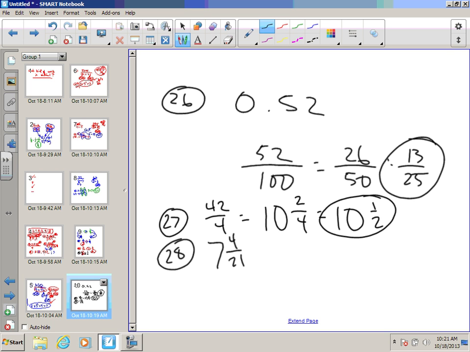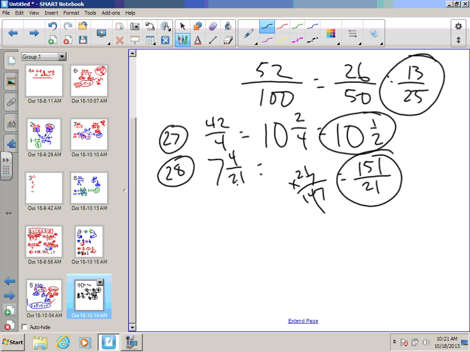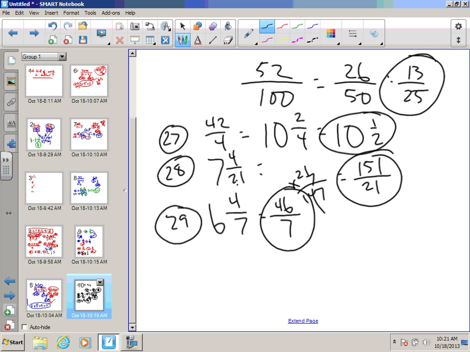7 and 4 21sts. How do I convert to an improper fraction? Multiply 21 times 7, then add 4. Equals 151 over 21. It's a big one. 29. 6 and 4 7ths. 6 times 7 is 42. 42 plus 4 is 46, so 46 over 7.